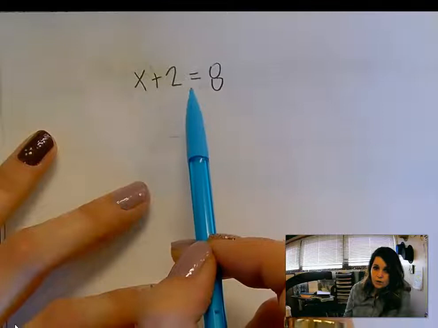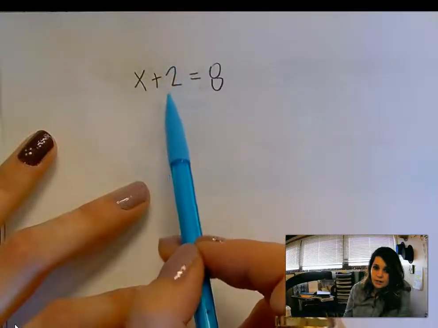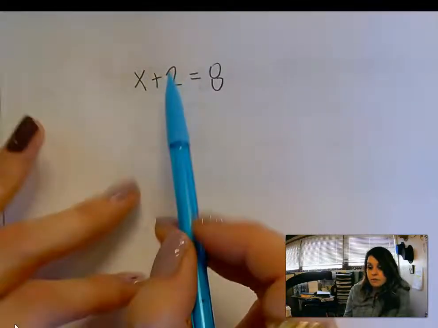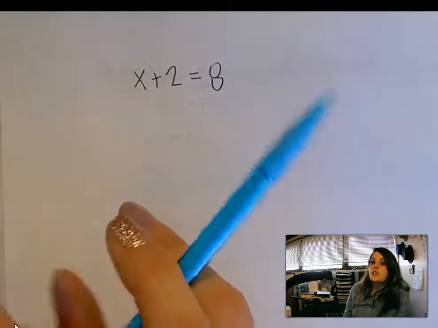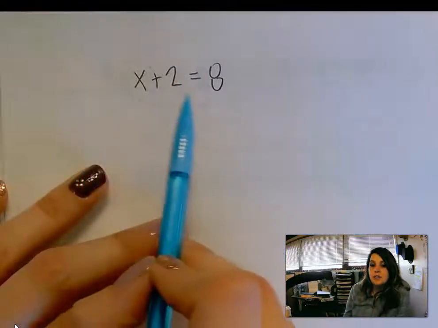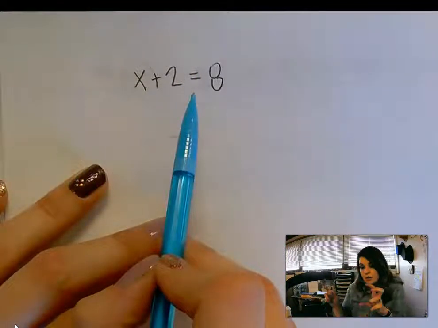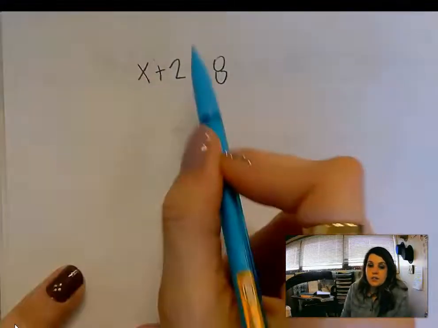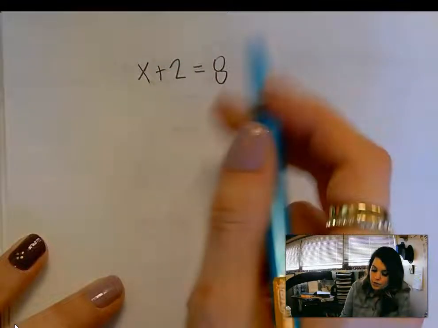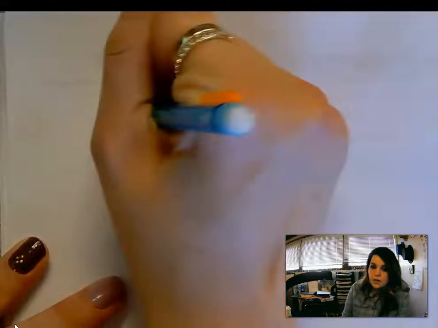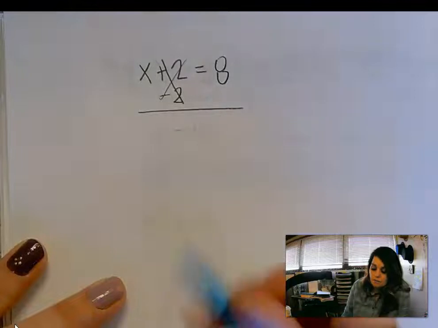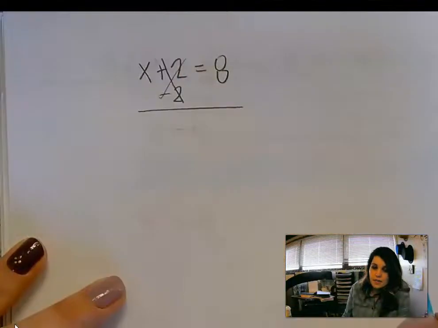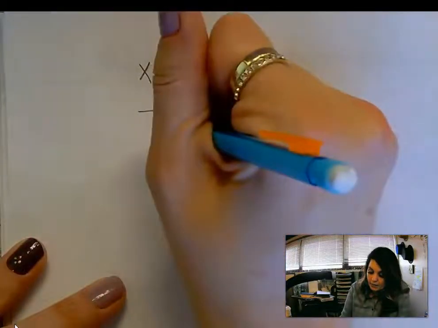So if we want to eliminate or get rid of this plus 2, we do the inverse of what we see. So remember, inverse means opposite. So if we want to get rid of a plus 2, get rid of in quotation marks, we are going to do its inverse, which is minus 2. When I do that, these two things go away, meaning they are no longer on the left-hand side. Plus 2 and negative 2 cancel out, and all I have left is x.